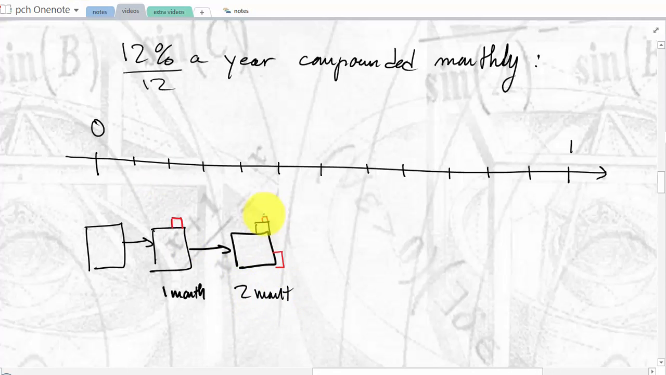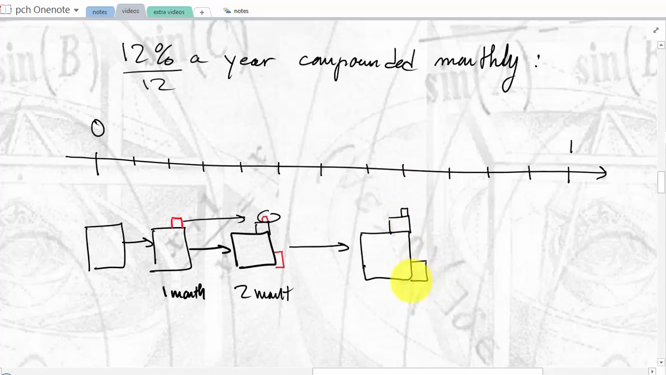You have to add the 1% on the interest that you added at the end of the first month. Let's go one more month. I won't have enough room, right? So what do you have before you compound? What do you have at the end of the third month? Well, you did have that interest. That didn't go away right here. This interest from the first month didn't go away. This interest from the second month didn't go away.